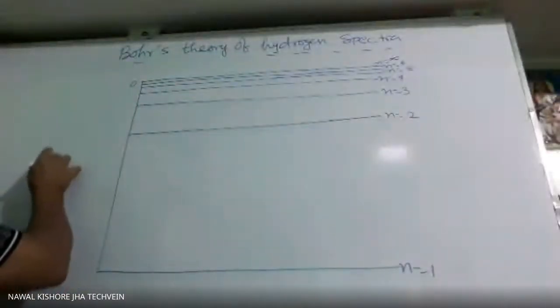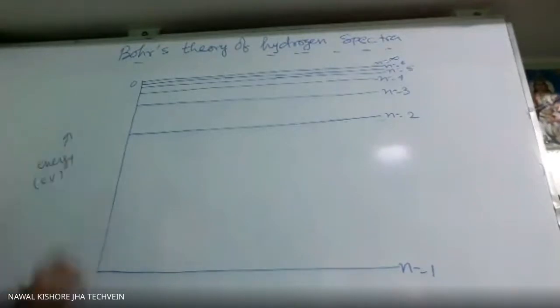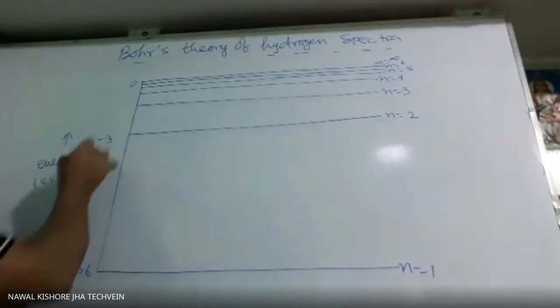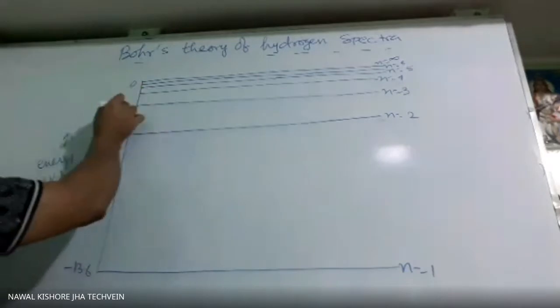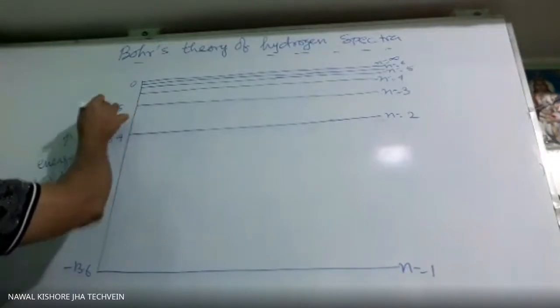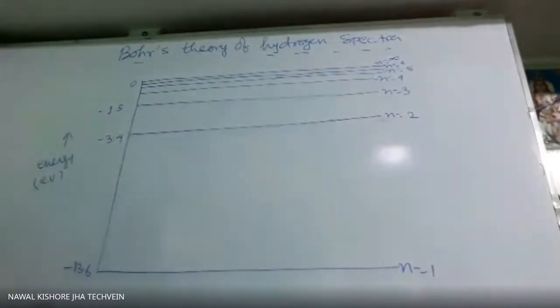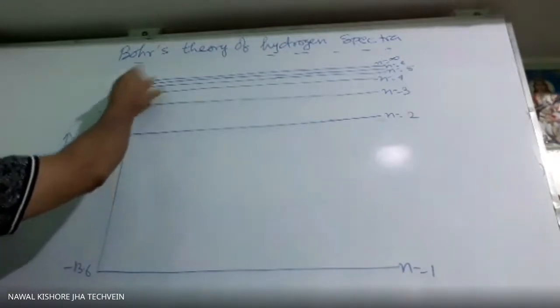So this is 0, energy in electron volt, minus 13.6, minus 3.4. What are the values? So it is 1.51, 0.8 something it was there. So all values you have to write.